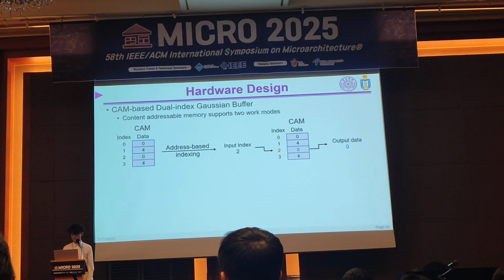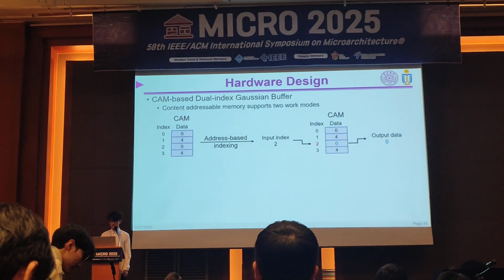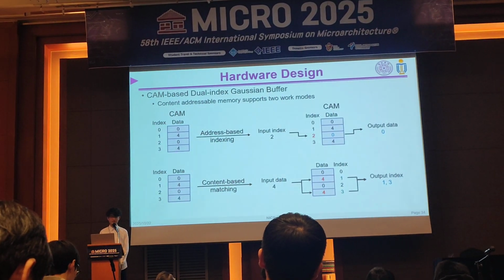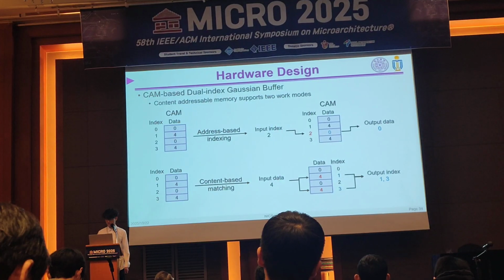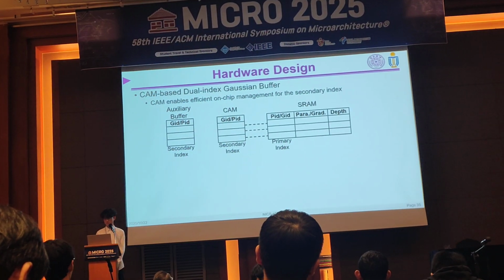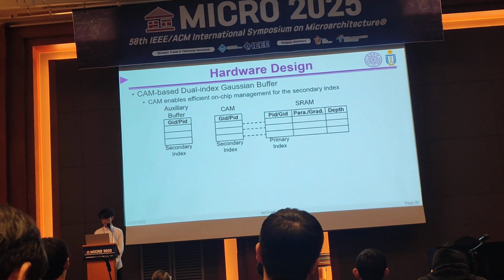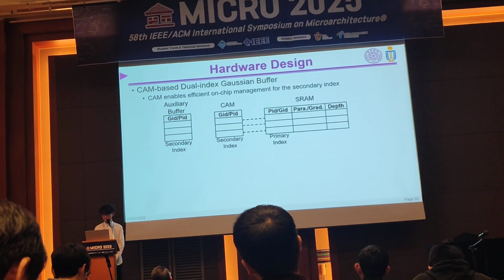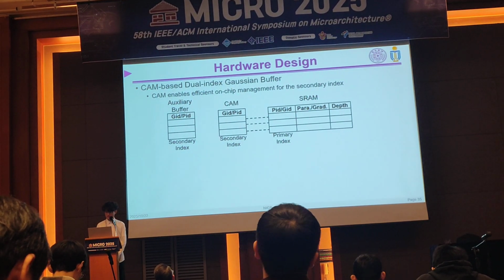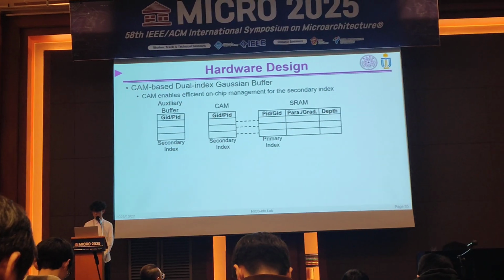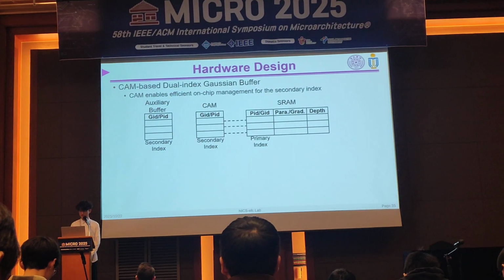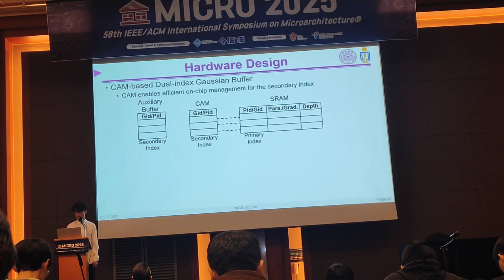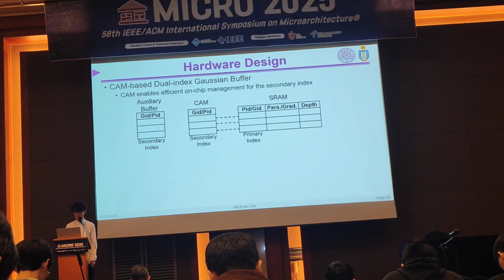which has two working modes: the standard address-based indexing and the content-based matching, where we can find all entries that match a specific data value. So this brings us to our CDG design, as the diagram shows from right to left. We use SRAM to store the primary key and the feature data and the attributes, and the secondary index is managed by a CAM. Furthermore, we deploy an auxiliary buffer to keep track of the stored secondary indexes.